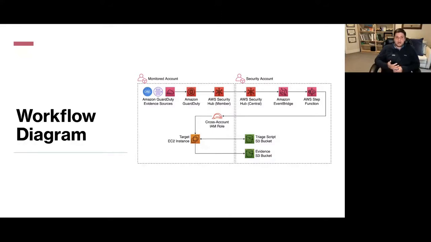The step function, as you'll see in a second, is what's doing a lot of the hardcore triage collection. Namely, in a cross-account solution, it would assume a cross-account IAM role. It would do a bunch of different things to that target EC2 instance, and then maybe pull down a triage collection script, run it on the instance, and upload the output of that script to our evidence S3 bucket. So with that, let's look at the step function in detail, the upper right-hand corner of this diagram, because that is what's responsible for a lot of the triage collection.